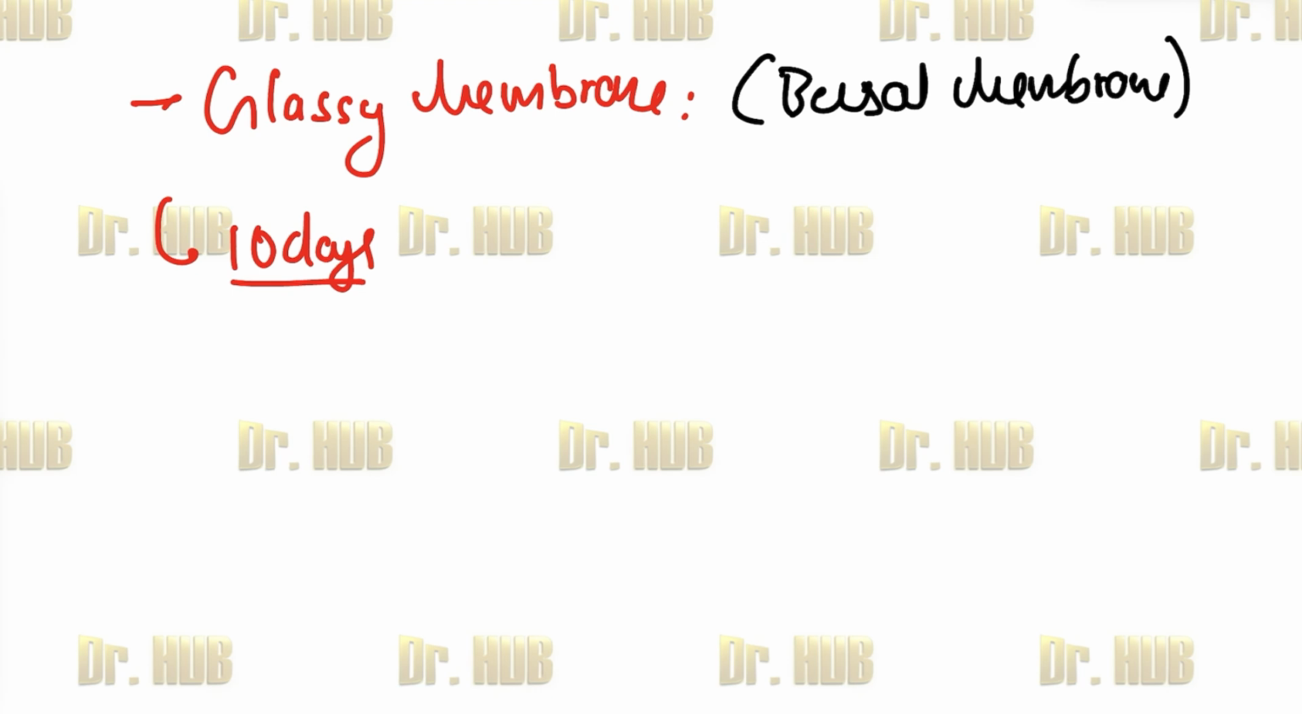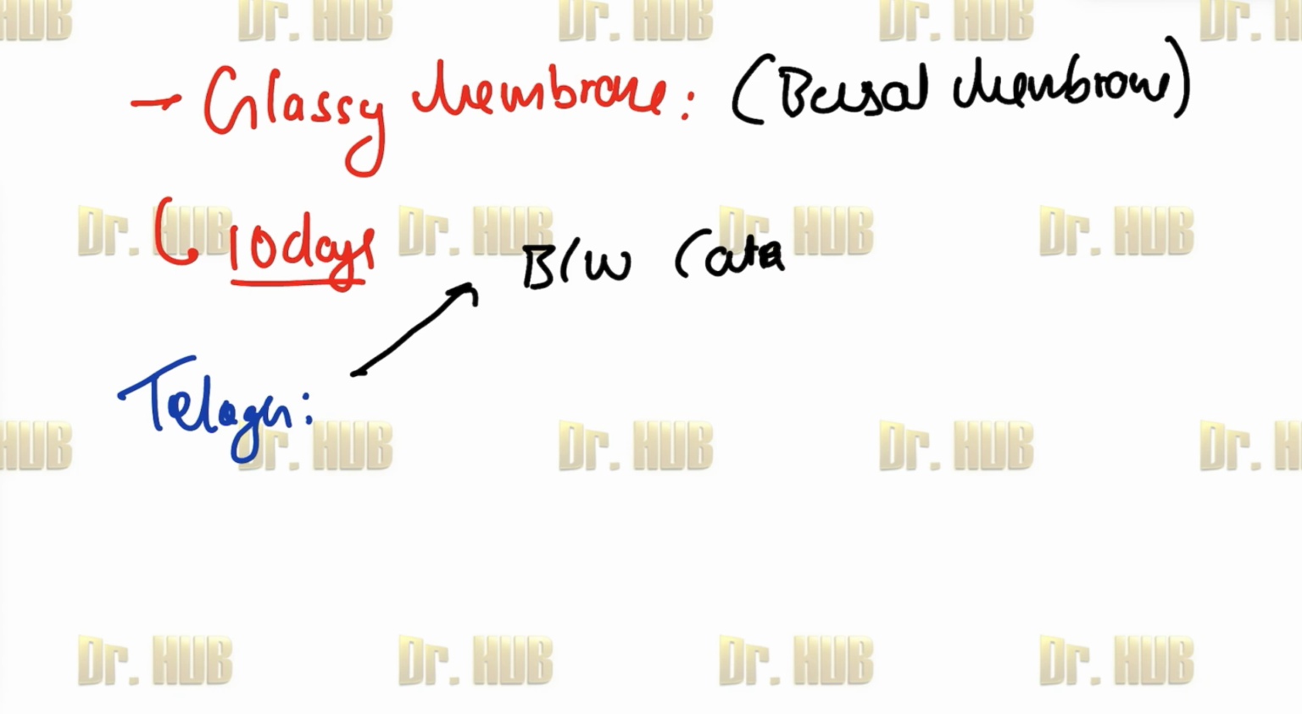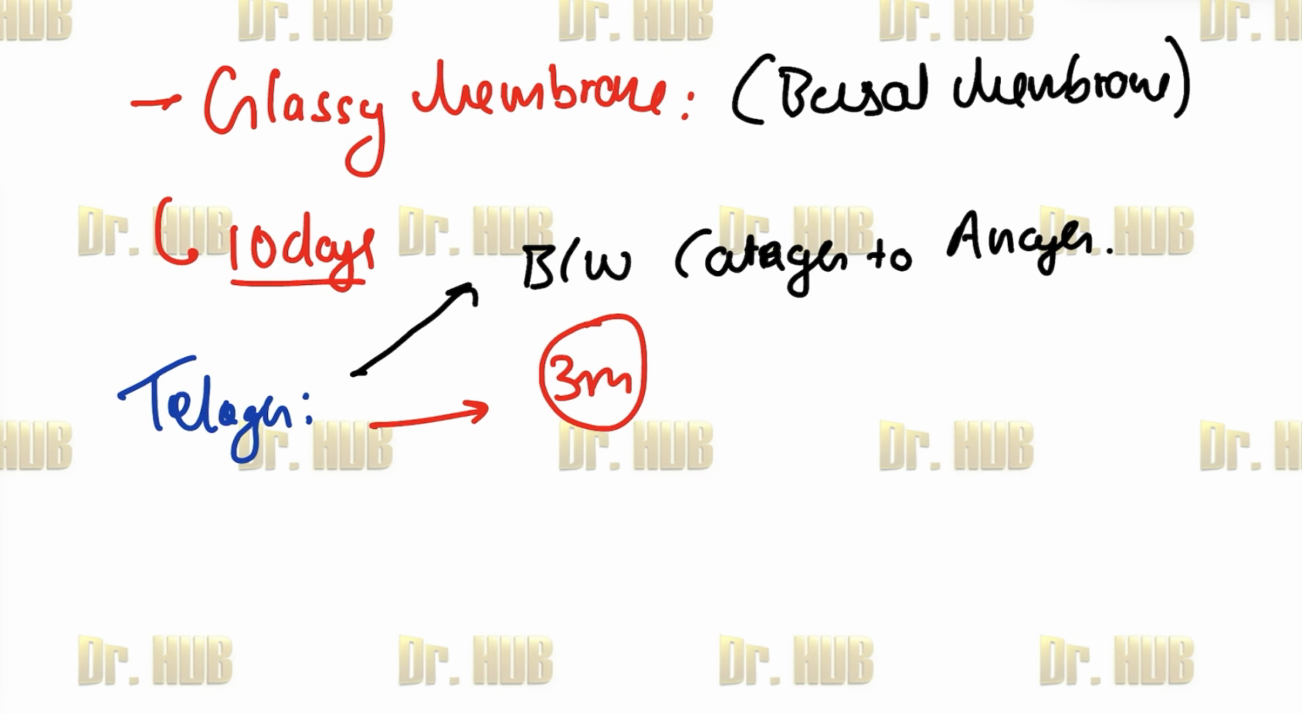Next we move on to the telogen phase. The telogen phase is the time period between the catagen and the next anagen. This lasts up to 3 months. So what do we comment on the durations? Anagen phase lasts for years, then the catagen phase lasts for a few days, that is 10 days, and then the telogen for 3 months.